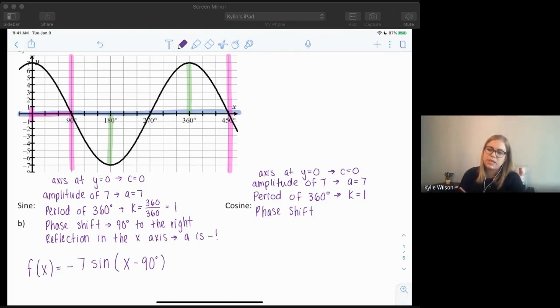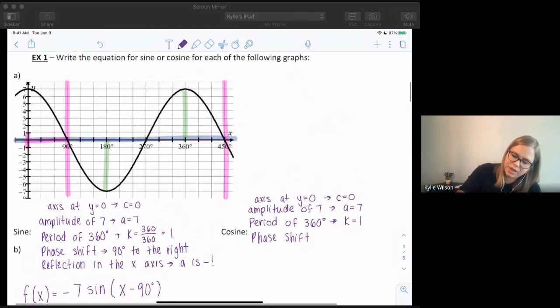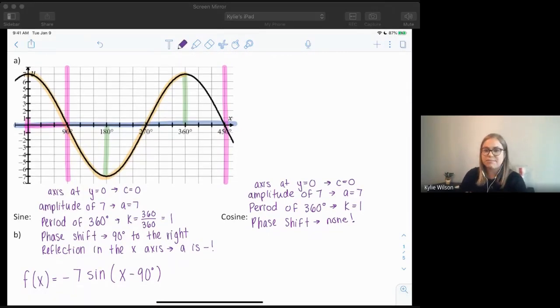So now we're looking at a cosine graph. And remember, cosine starts at a maximum. So cosine starts at a maximum, goes all the way down, and back up to the maximum. So for our cosine curve, there has not been a phase shift. Because it starts right at the y-axis, there hasn't been a phase shift for our cosine curve.